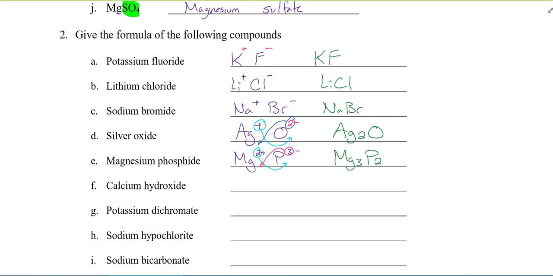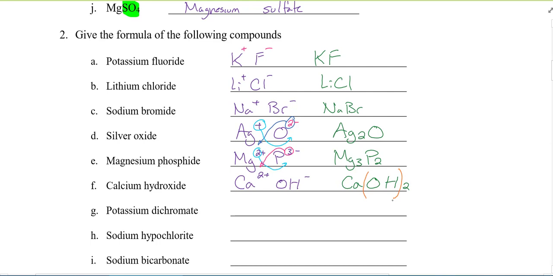Calcium, Ca2 plus. Hydroxide, OH minus. Cross my charges. Get CaOH2. And there's a problem there. What's the problem? Well, this looks like I have 1 Ca, 1 O, and 2 H's. Well, H2O would be water. That's not what we have. I actually have 2 hydroxides.